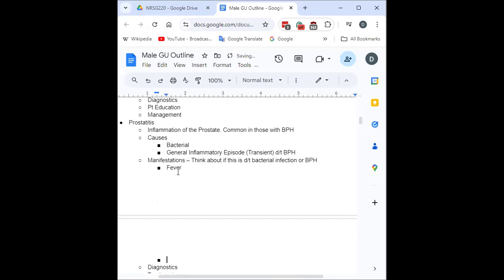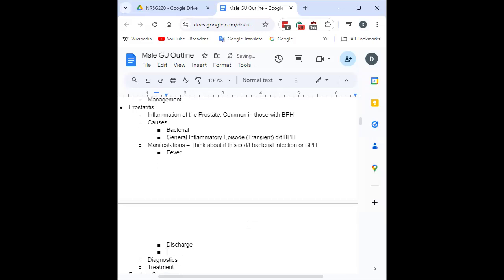You can have discharge from the penis, because women don't have prostates. So you have a discharge. You can have cloudy, malodorous urine. So that's a big sign that you have some sort of infection, would be the cloudy, malodorous urine.